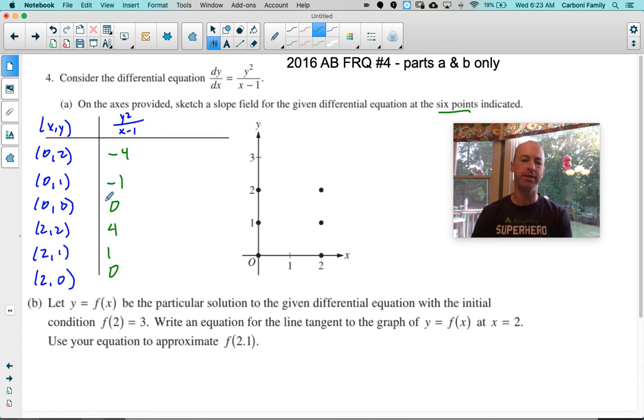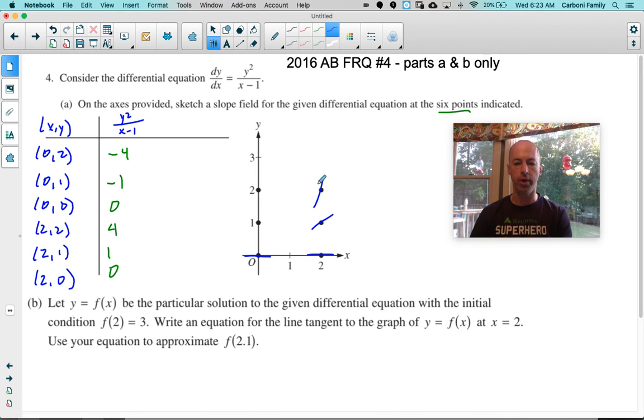They don't have to be exact. What they will look for when grading this is they want the zeros to be accurate, because zeros are very easy to do. You just draw a little horizontal segment. As for the rest, for example, at (2, 1), the slope is 1, and at (2, 2), the slope is 4. All they're going to look for is increasing steepness.